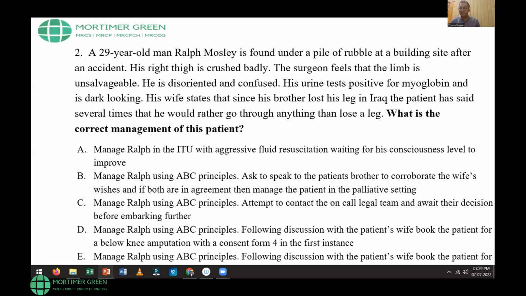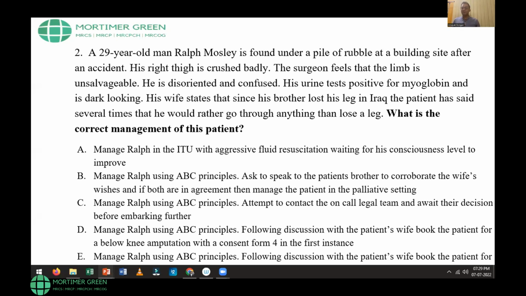Option B, manage Ralph using ABC principles. Ask to speak to the patient's brother. You don't know what the situation is at home, and you wouldn't want to waste time talking to the patient's brother. C, manage Ralph on call. Attempt to call the on-call legal team. If it's at night, 11 o'clock, nobody in UK works after 5 o'clock in the evening. So that's something which you have to keep in mind.